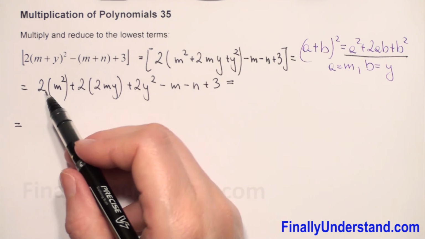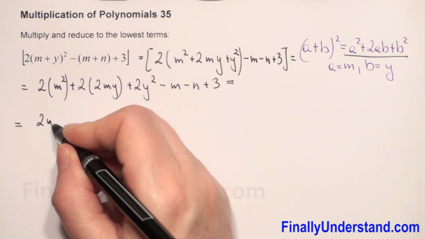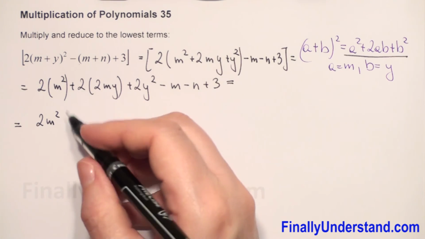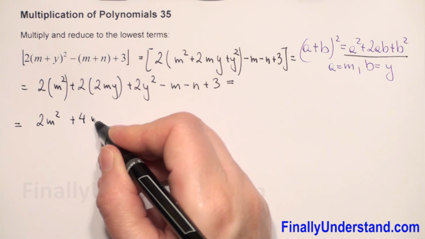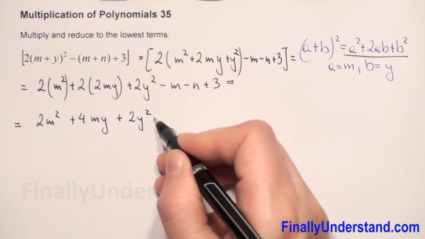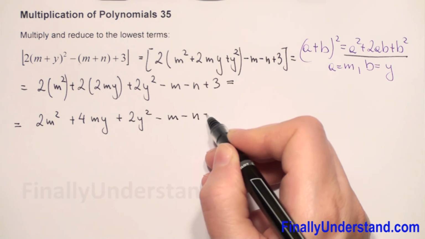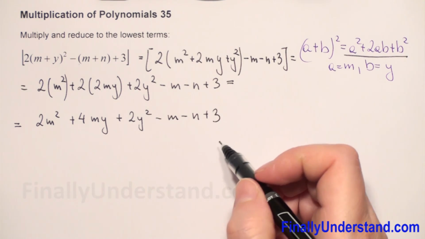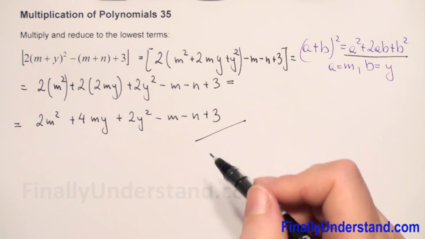Now we have to do multiplication. 2 times m square is 2m square. 2 times 2, so it will be 4, and my we have to rewrite. And the rest we have to copy. We don't have like terms, so this is my solution.